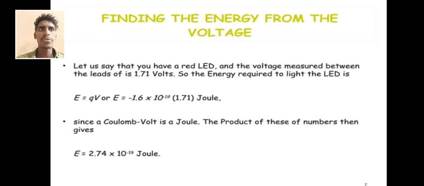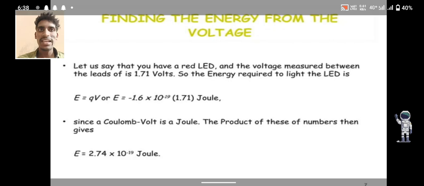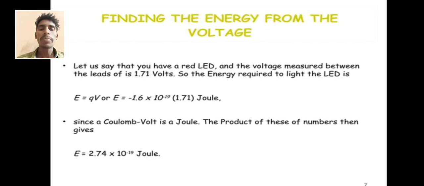Finding the energy from the voltage. Let us say that you have a red light and the voltage measured across the LED is 1.7 volts. So the energy required by the LED is E equals QV. We know that the charge is 1.6 into 10 power minus 19 coulombs. Since a coulomb times a volt is a joule, the product of these numbers then gives E equals 2.74 into 10 power minus 19 joules.